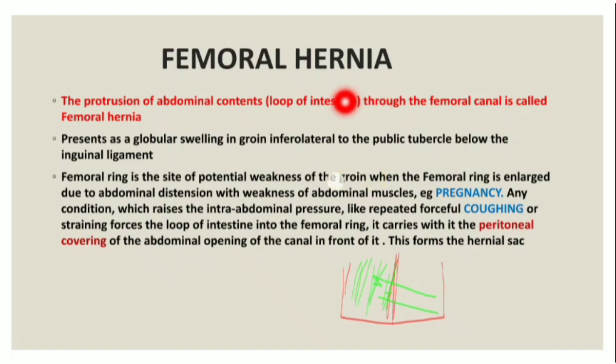It's simple. That is what is being mentioned. This is the definition of femoral hernia: protrusion of abdominal contents, for example a loop of intestine. This is a common thing, a loop of intestine entering through the femoral canal is called femoral hernia.